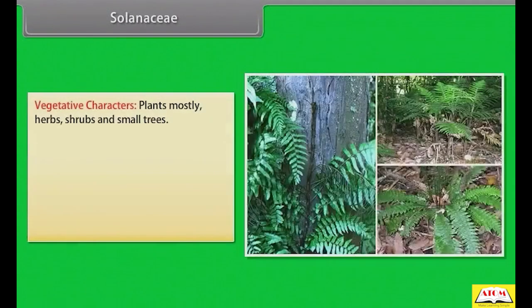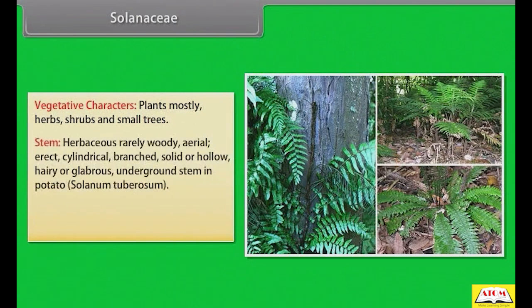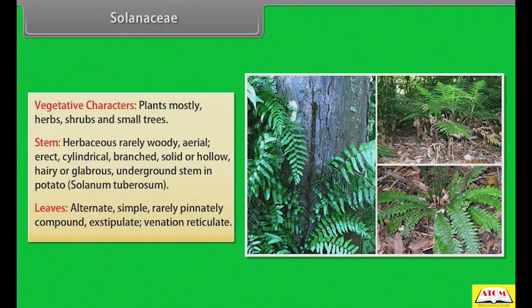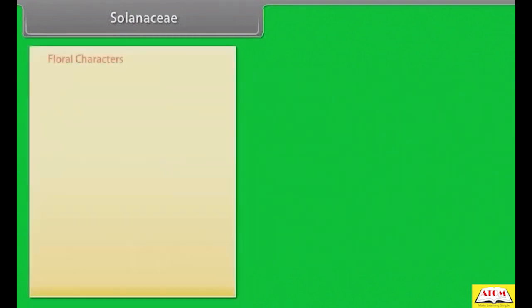Vegetative characters. Plants mostly herbs, shrubs, and small trees. Stem herbaceous, rarely woody, aerial, erect, cylindrical, branched, solid or hollow, hairy or glabrous; underground stem in potato, Solanum tuberosum. Leaves alternate, simple, rarely pinnately compound, exstipulate, venation reticulate. Floral characters.